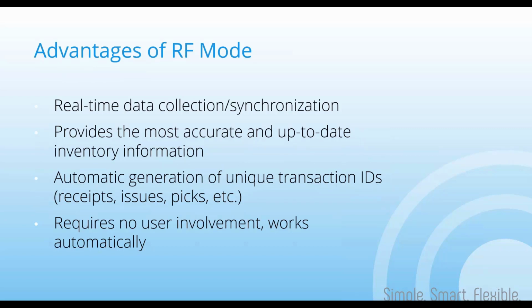The advantages of RF mode include real-time data collection or synchronization, and as a result also providing the most accurate and up-to-date inventory information. Additionally, when you are in RF mode, IntelliTrack can automatically generate order numbers or transaction numbers for activities like receipts, issues, check-ins, etc. Also, RF mode requires no need for the end user to get involved with the data sync process. It works automatically behind the scenes.